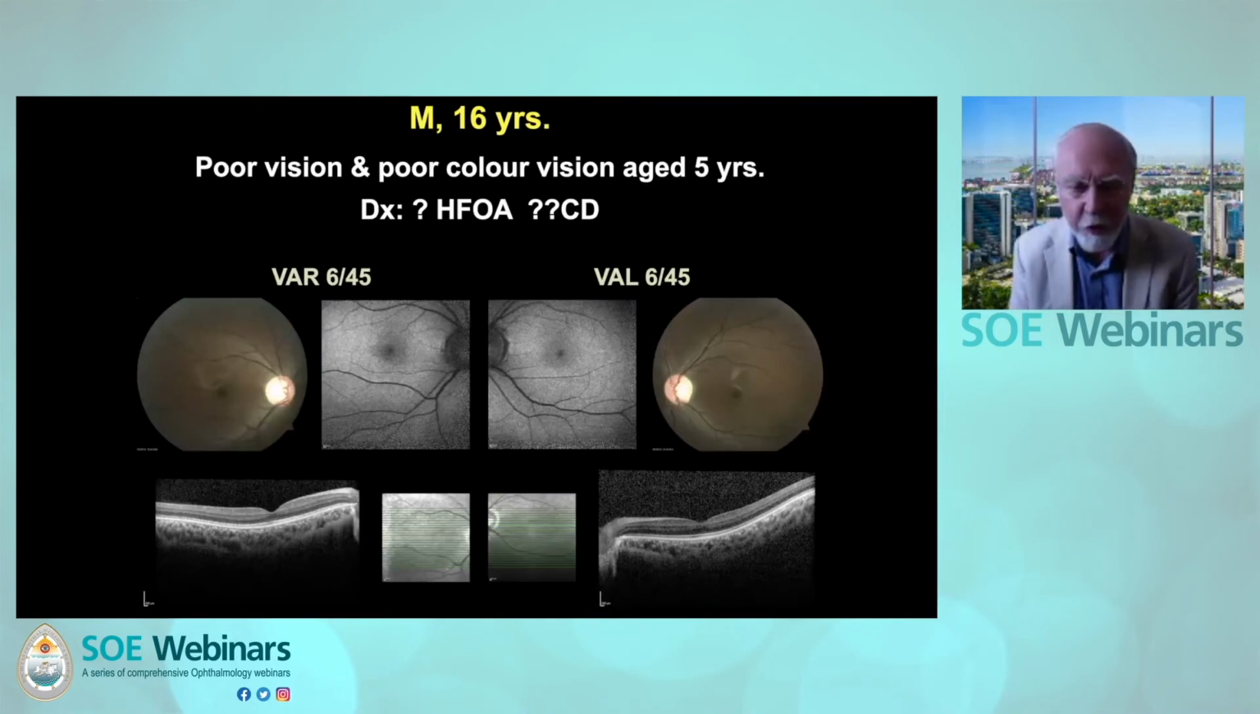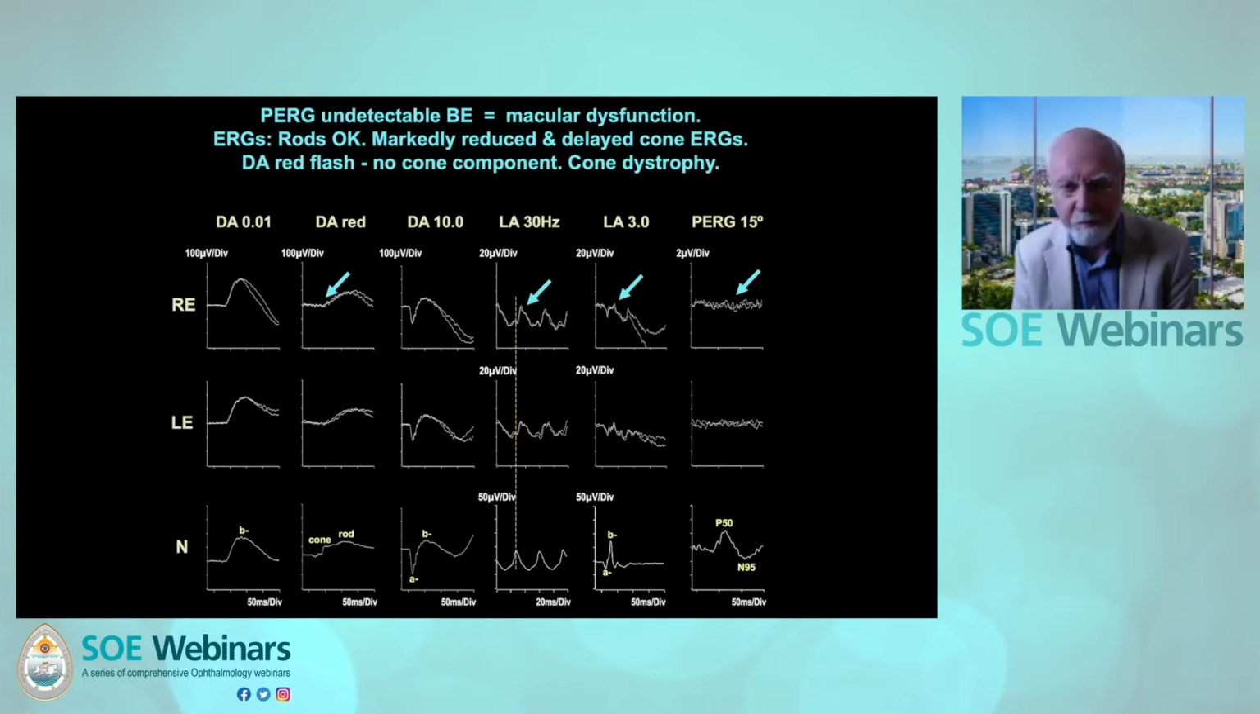Now this is a patient who's got bilateral disc pallor, bilateral acuity reduction, diagnosis of heredofamilial optic atrophy, which was questioned because there's no marked ganglion cell loss on the OCT. And then when we look at the electrophysiology, the rod-specific ERG is normal. The red flash under dark adaptation, which should have an early cone component and then a rod component, has no cone component whatsoever, at least markedly reduced. The flicker ERG is generally delayed and subnormal, and the PERG is undetectable. So this patient indeed has a cone dystrophy with disc pallor.